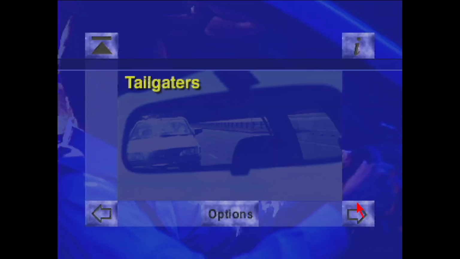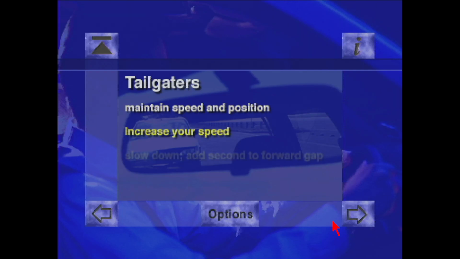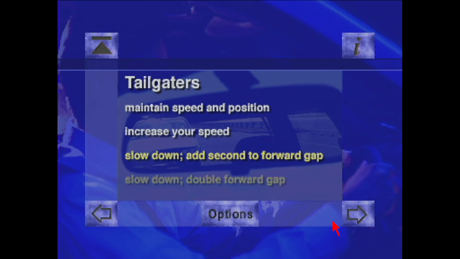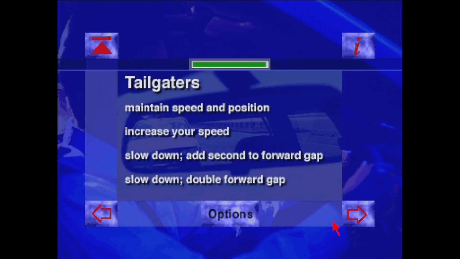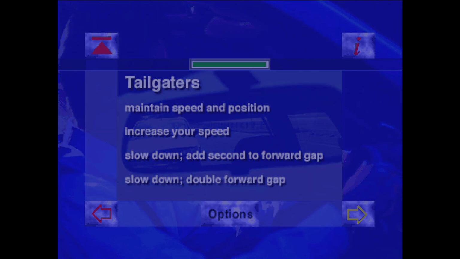Tailgaters. How do you deal with drivers who insist on following far too closely? Do you maintain your present speed and position? Increase your speed? Slow down gently and add a second to your forward gap? Or slow down gently and double your forward gap? Click on the option that's closest to your normal response to tailgaters.